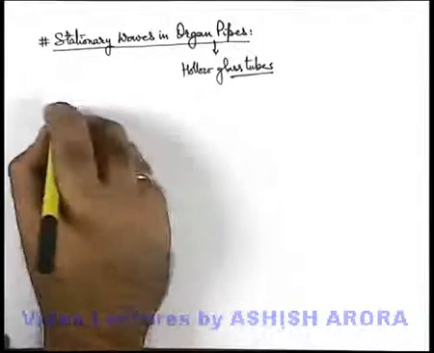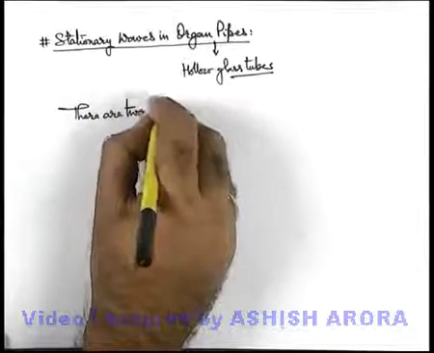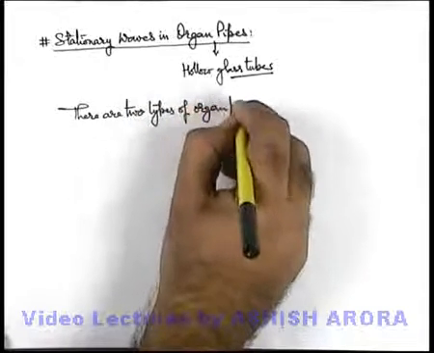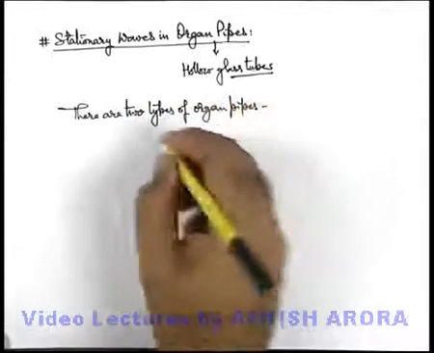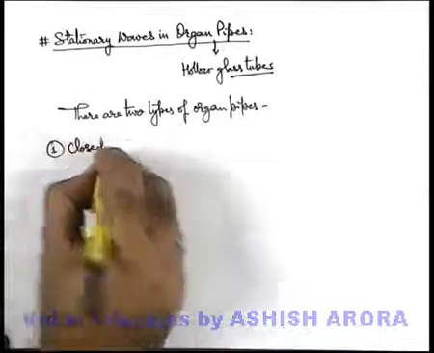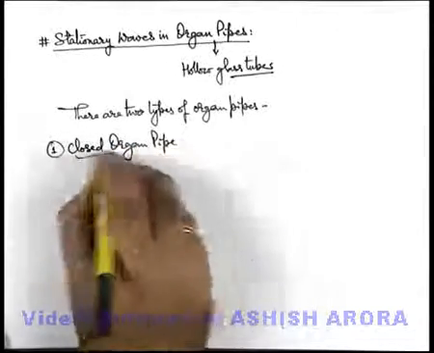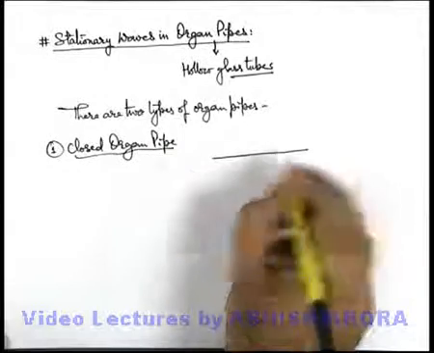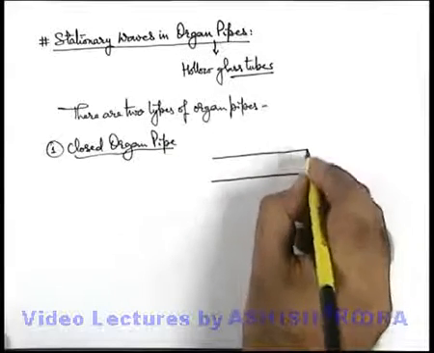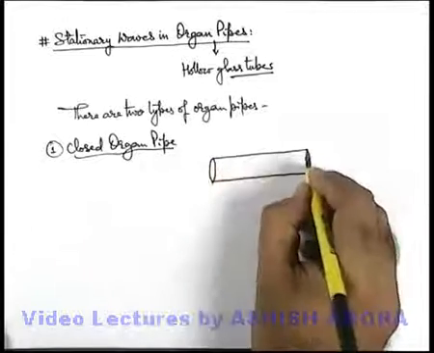In general, we can say there are two types of organ pipes which are generally used in laboratory practice. The very first is the closed organ pipe. This is a hollow glass tube which is closed at one end and open at the other end. At one end it is open and the other end is closed.